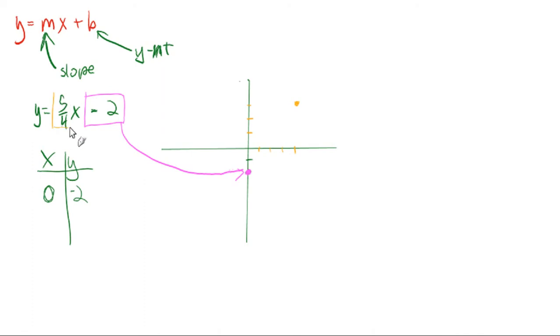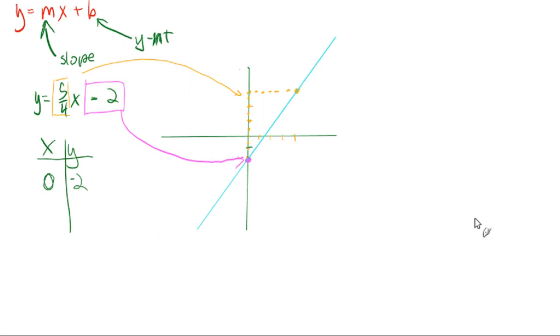So we can just take this 5 fourths and immediately take this information from it. 1, 2, 3, 4, 5. We go up and over, rise over run. And then we just draw our line through. There's our line. Y-intercept of negative 2 and a slope of 5 fourths. Okay, pretty simple. There's another form of equation. This is called the slope-intercept form. Not a big surprise.